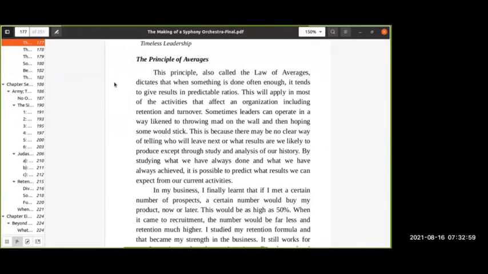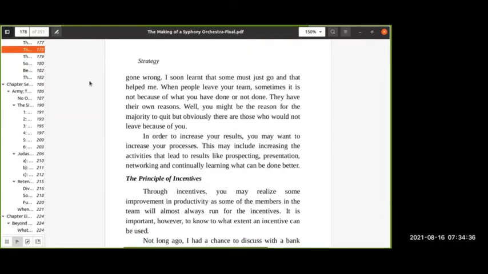By studying what we have always done and what we have always achieved, it is possible to predict what results we can expect from our current activities. That helped me. When people leave your team, sometimes it is not because of what you have done or not done. They have their own reasons.